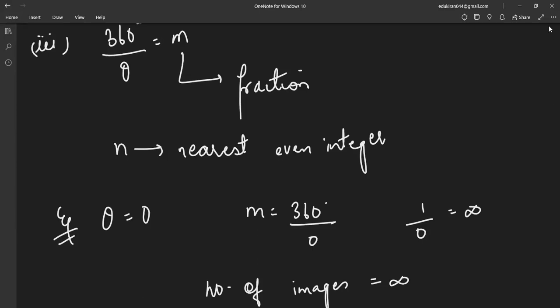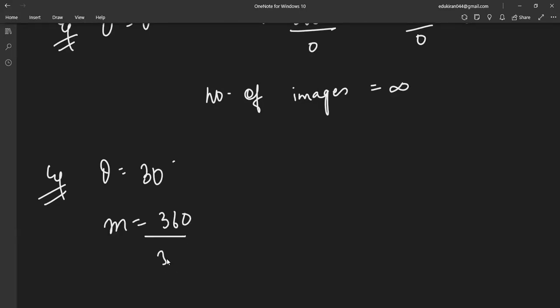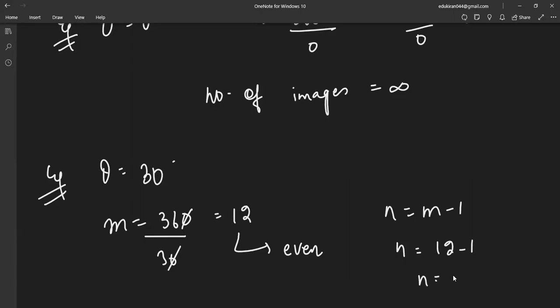All right, let's take one more example, because this also we haven't discussed. Let's say theta that is given to you is 30 degree. So m is 360 divided by theta, which is 30. This is equal to 12. Correct? So 12 is even. For even, number of images is m minus 1, which is 12 minus 1. So number of images is 11.